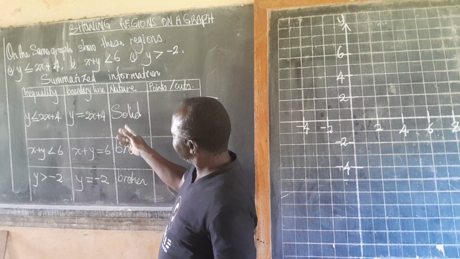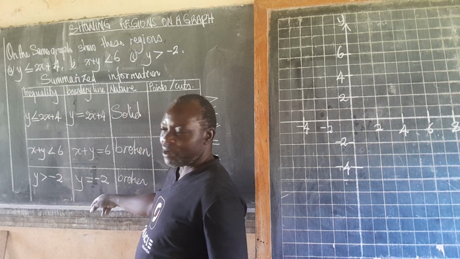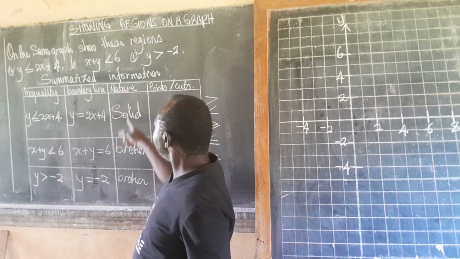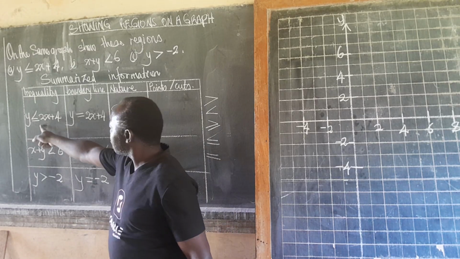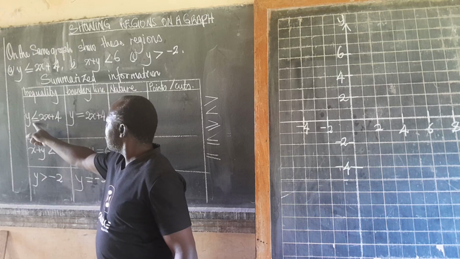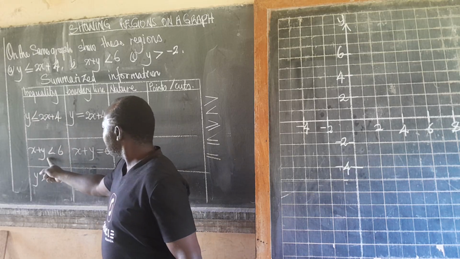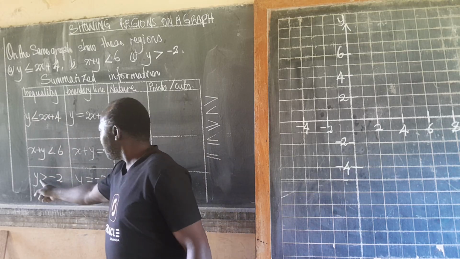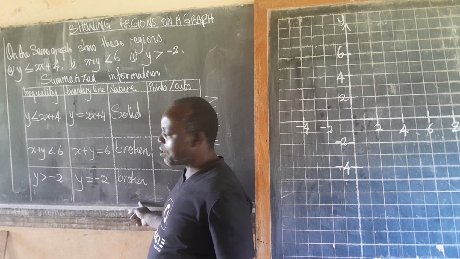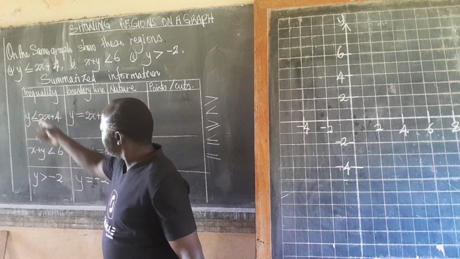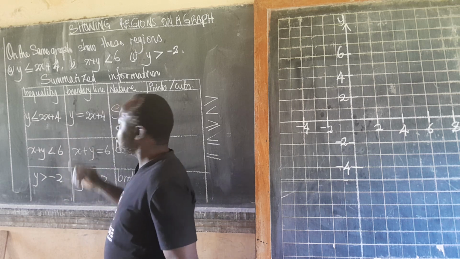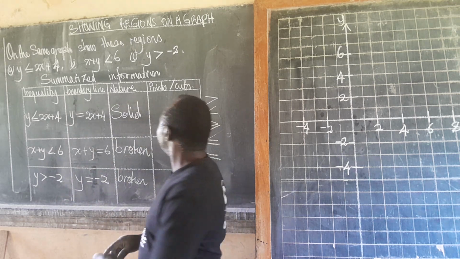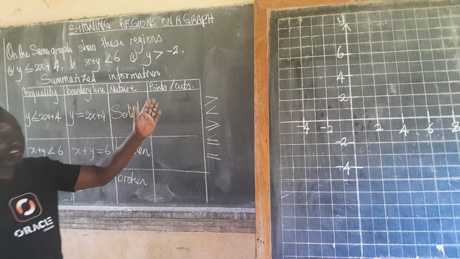Then after that, this column is complete. How have we got the nature? By depending on this sign. This is less than or equal to, it is solid. This is less than, it is broken. This is greater than, also it is broken. The signs are replaced with equal signs. That's how we do it. Next, we come to the points or cuts.